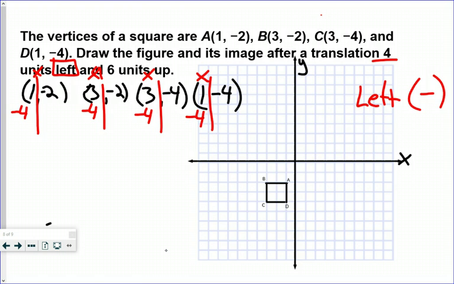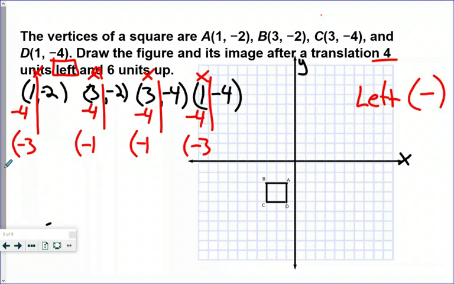All right? So 1 minus 4 is going to give us a -3. So that'll be our new x value. Moving over, we have 3 minus 4. That's going to give us a -1. 3 minus 4 would be -1. And then our last one here, 1 minus 4, will give us -3. So these are our new x values, or our x coordinate for our new shape after it's been translated.